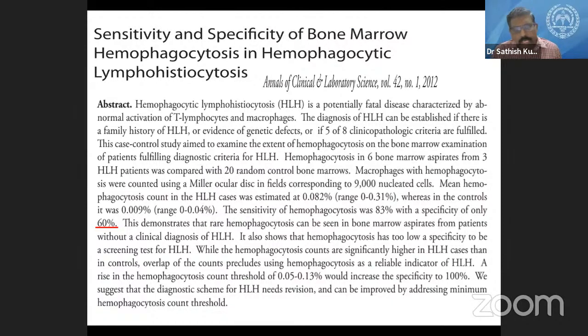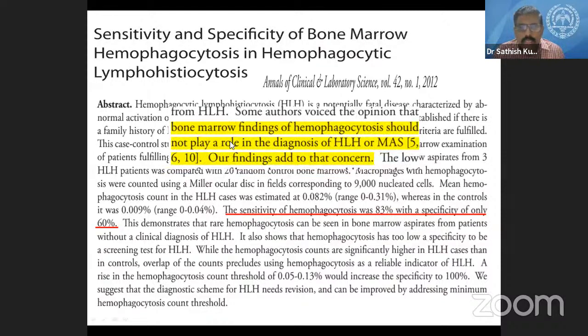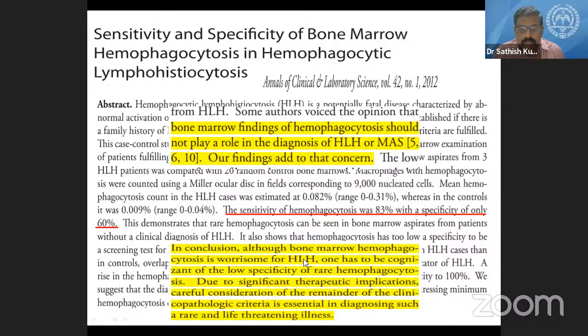So when I looked back at the literature, how good is hemophagocytosis in the bone marrow? There are a lot of studies, from old studies to recent studies, which showed that for bone marrow hemophagocytosis, the sensitivity and the specificity are very low. The various studies showed, in this study, that hemophagocytosis sensitivity is 83% and specificity is only 60%. They also said that bone marrow findings of hemophagocytosis should not play a role in the diagnosis of HLH or MAS. They also said that we should go for other biomarkers rather than waiting for bone marrow hemophagocytosis to come.